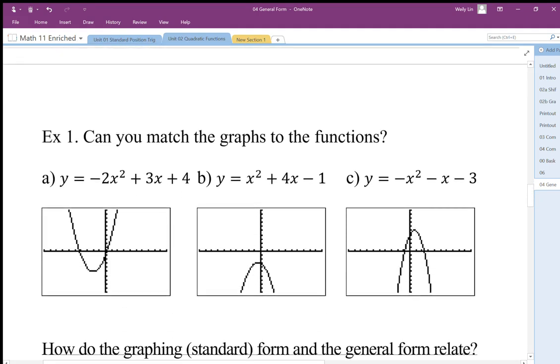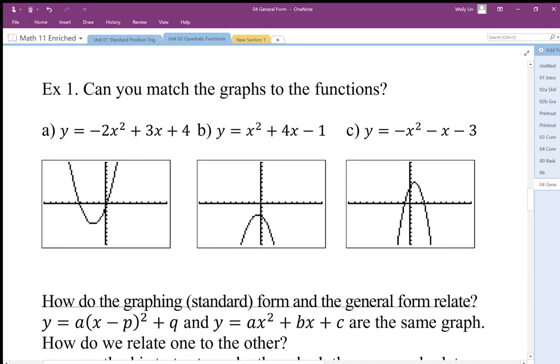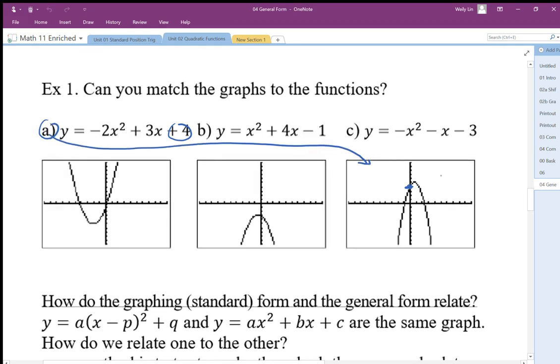Okay, so how can we match the general form graphs to these parabolas? Again, the two things that we're going to look at are the direction of opening and expansion factor and the y-intercept. I can see that the y-intercept here is +4. The only one that has a +4 y-intercept is here. This one is facing down, yes, it has both criteria. So we're going to connect A with this one here.